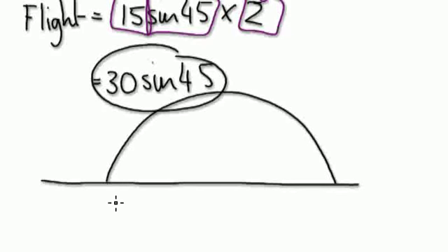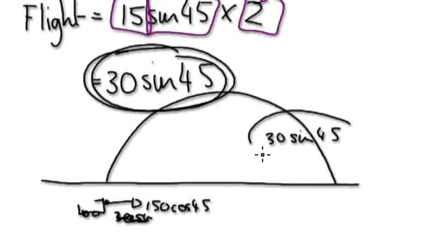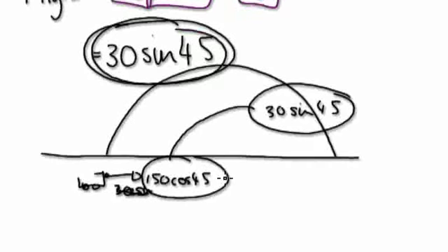We're going to fire it like this. Now that we've got the flight time, imagine you and your dad sitting in a car here, traveling at a speed of 150 cos 45. You know the flight time is 30 sin 45. Then just get 30 sin 45 times the speed. That will give you the range.